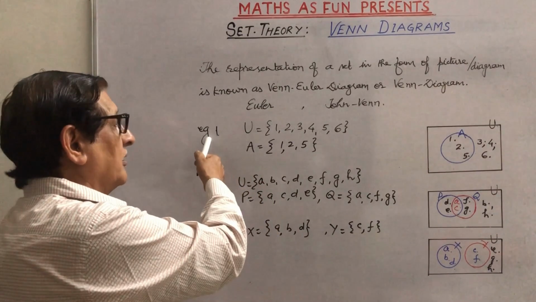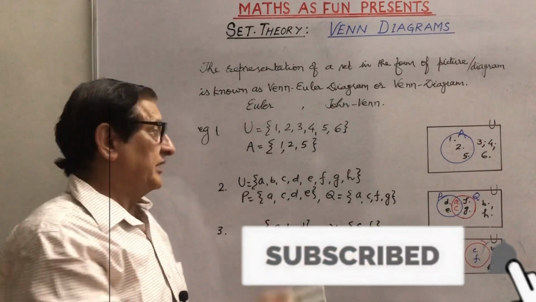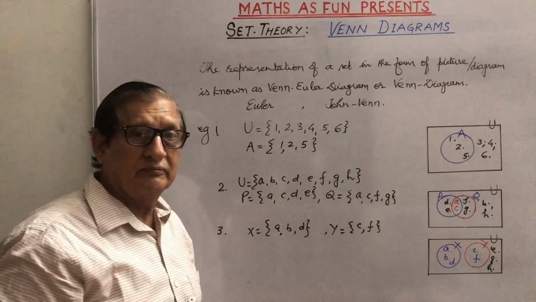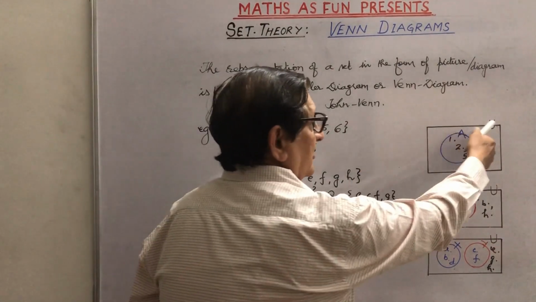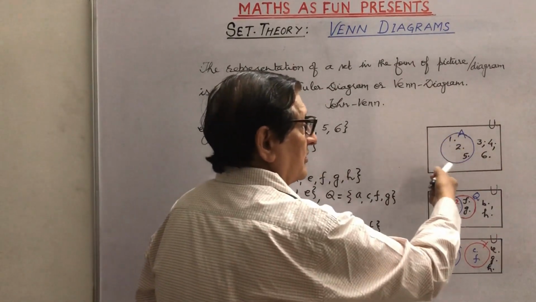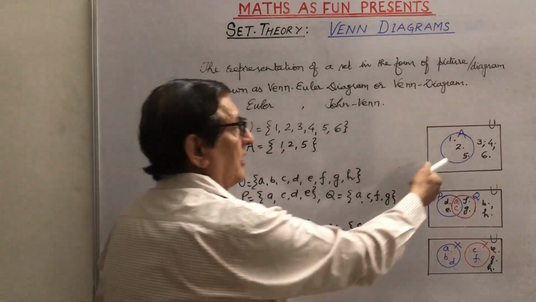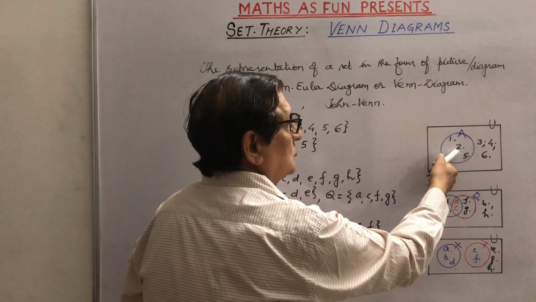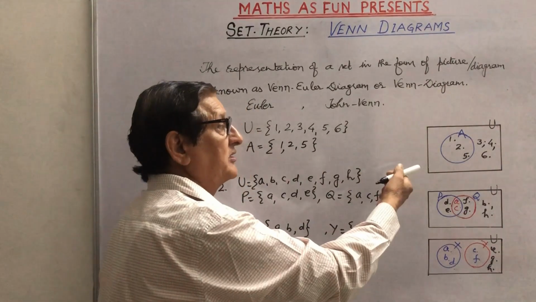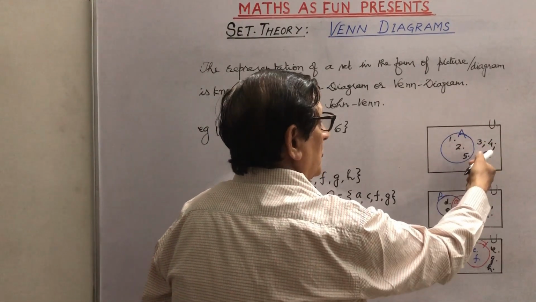Like in the first example, a universal set is U = {1, 2, 3, 4, 5, 6}, and there is a set A which is a subset of U having the elements 1, 2, 5. U, the universal set, is represented by the rectangle. We write the name U here, and the subset of it inside it in the form of a circle. The elements of A are written inside the circle, 1, 2, 5, with the help of points, and the remaining elements of U we write outside A, inside U, that is 3, 4 and 6.